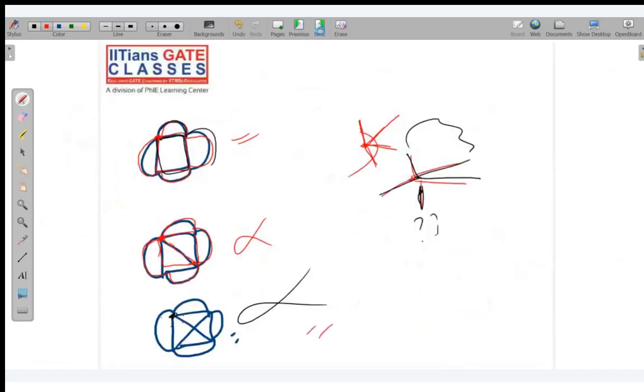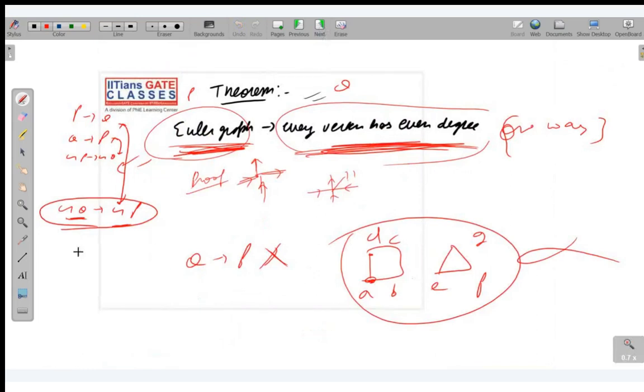So contrapositive I have used: not even implies not Euler. Shortly I have written. Take snapshot. I will jump to the next slide.